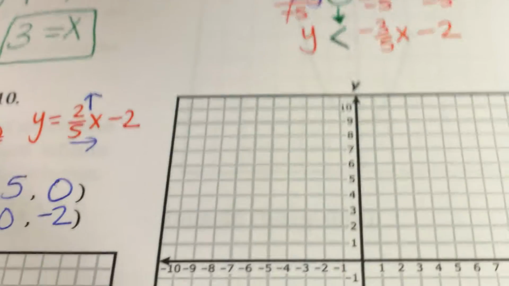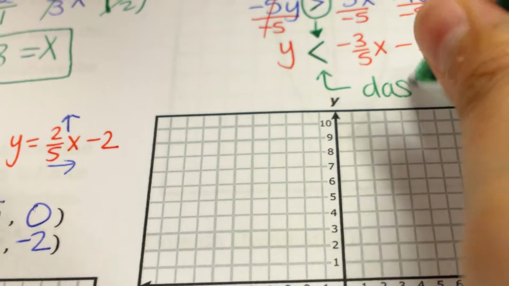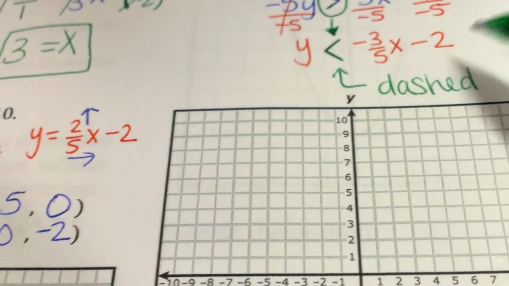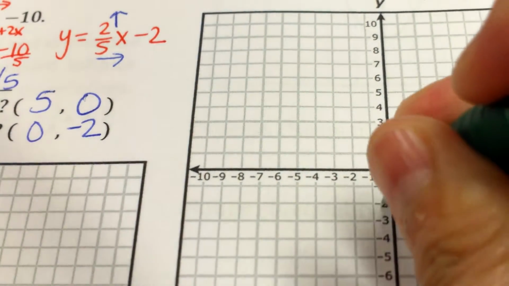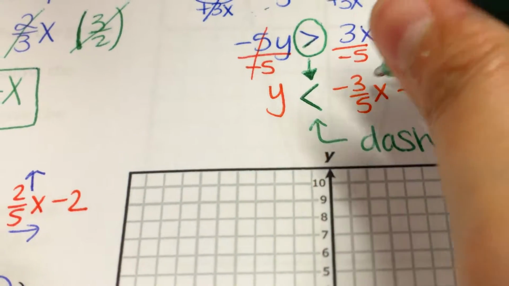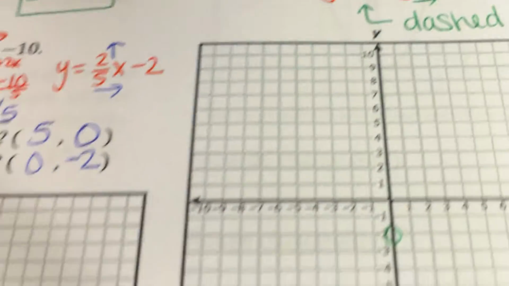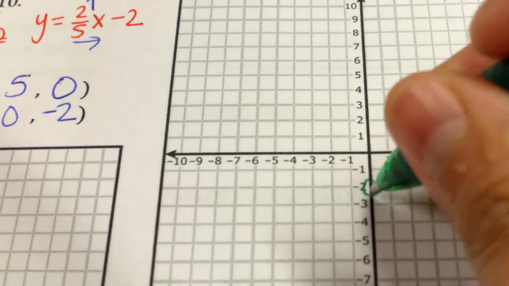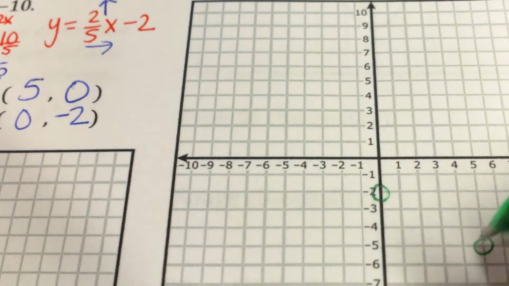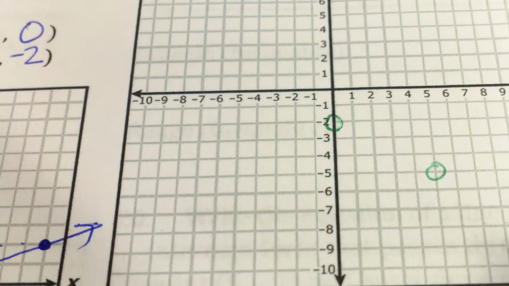Now let's go ahead and graph it. Well, it is a dashed line. Doesn't have the equal underneath it. So let's go to the y-intercept. The y-intercept is -2. So open circle at -2. My slope is negative, so that means I'm going to be going down 3 over 5. Here's -2, down 3, 1, 2, 3, over 5, 1, 2, 3, 4, 5.